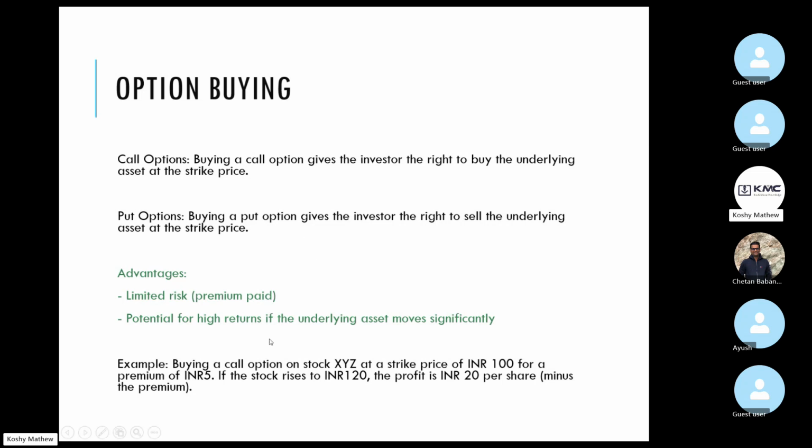They've given an example: at a strike price of 100, for a premium of 5 rupees, if the stock rises to 120, the profit is 20 per share minus the premium, so 15 rupees. Simple, the same as what I've told you.